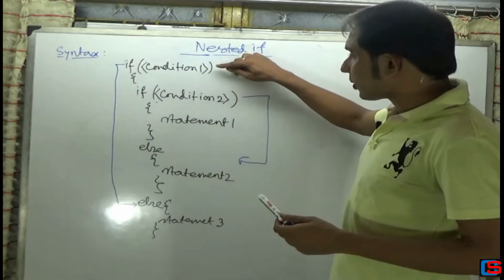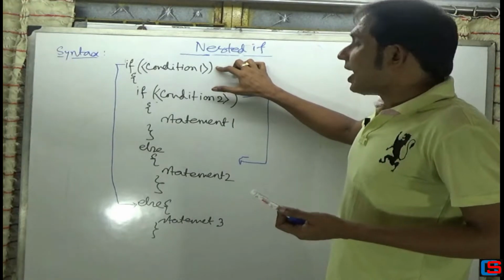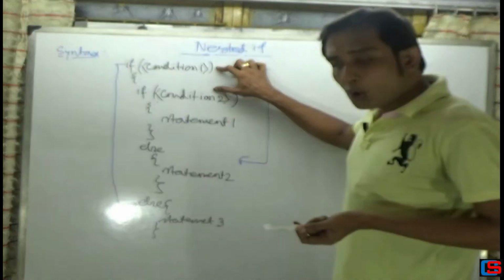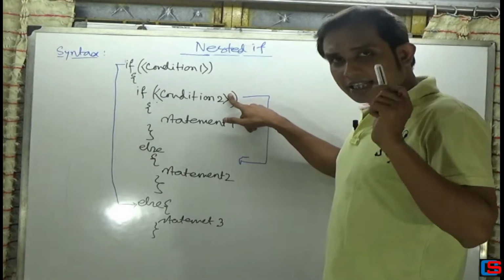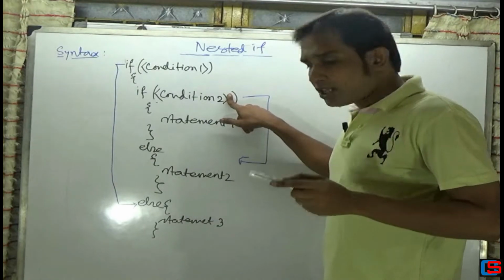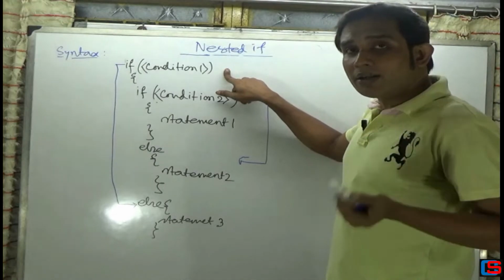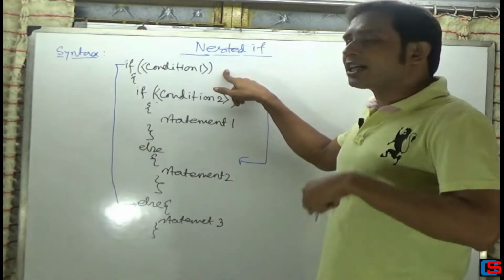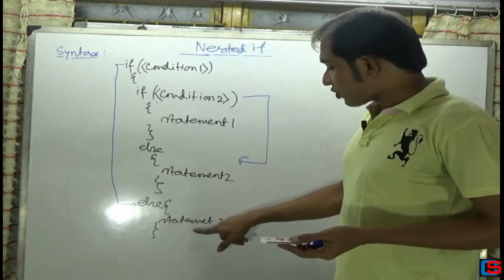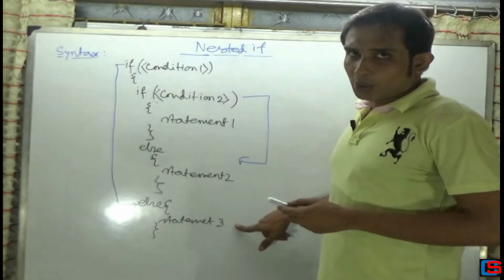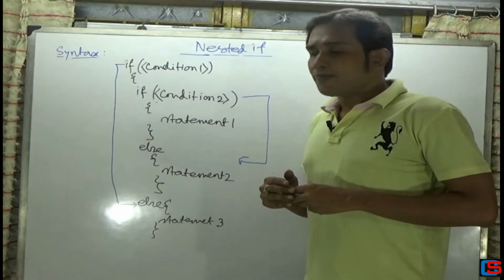So if condition 1 is true, then it is going to check another condition, and if condition 2 is true, then statement 1 will execute, and if condition 2 becomes false, then statement 2 will execute. And if condition 1 at the very first time becomes false, then the control goes to the else block and statement 3 will execute. So this is the syntax of the nested if.